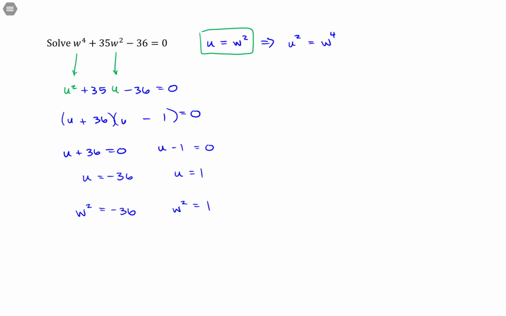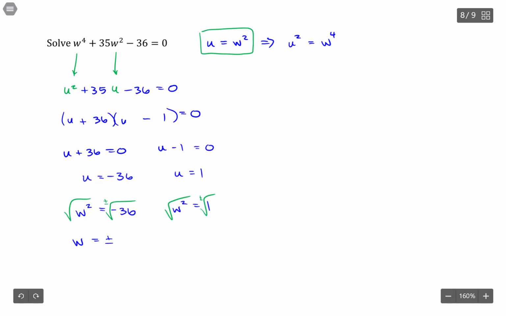So taking the square root of both sides, let's be careful and make sure that we consider the positive and negative case, because we're taking the square root of a squared variable. So w equals plus or minus. Now, 36 is a perfect square. It's just 6. But because it's a negative 36, when we take the square root of a negative number, we invoke the variable i, which is the imaginary number. So this is going to be plus or minus 6i, and over here, 1 is a perfect square, so this is just going to be plus or minus 1. So there are my solutions.